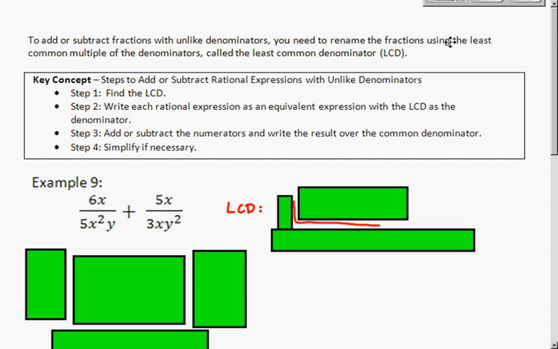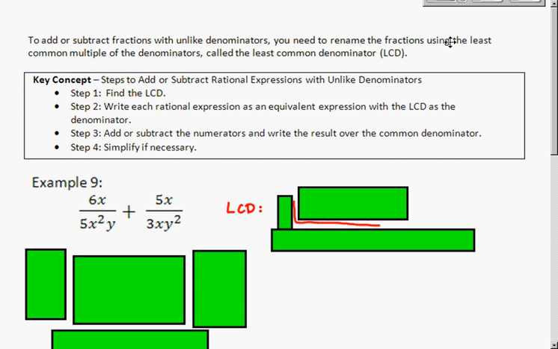Two ways to find that least common denominator, one being the L method, or you can use the prime factorization method. Once you find the least common denominator, you would do just as you would with normal fractions. You need to write each rational expression as an equivalent expression with the same denominator. Once you have the same common denominator, you would add and subtract your numerators, write that over your common denominator, and then finally simplify your rational expression.